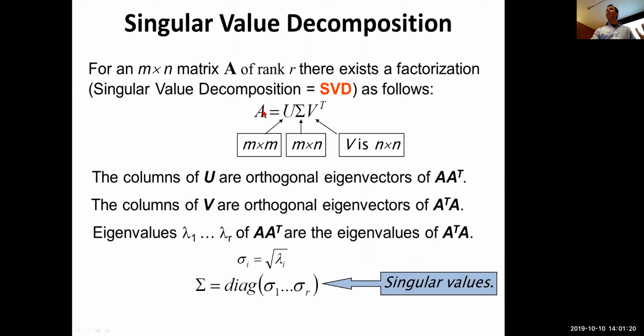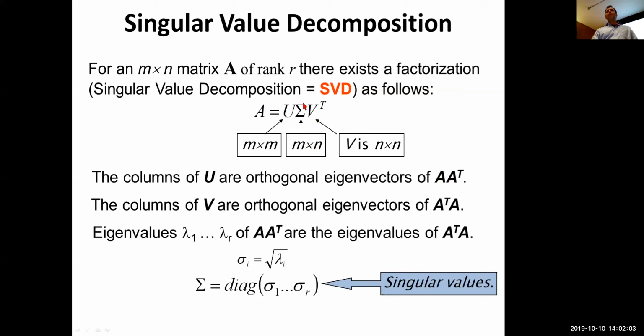Basically, I can express A as a matrix that has the singular values along the diagonal and some more trailing zeros at the bottom, and that has an m by m matrix of effectively singular vectors and an n by n matrix of other singular vectors, which together compose back this m by n matrix A. Okay, so this is a much more general operation than eigenvalue and eigenvector decomposition because it applies to non-square matrices. So the columns of U are the orthogonal eigenvectors of A A transpose.